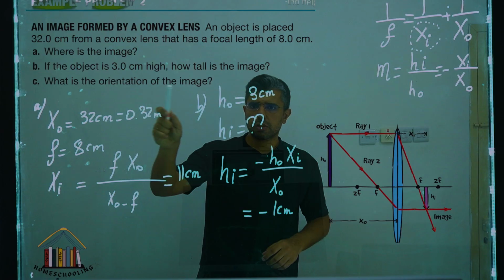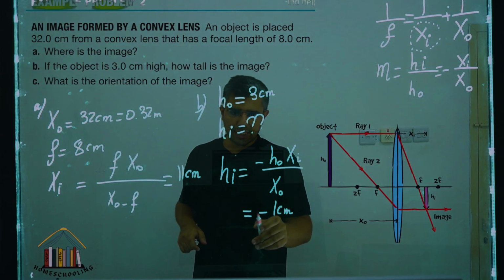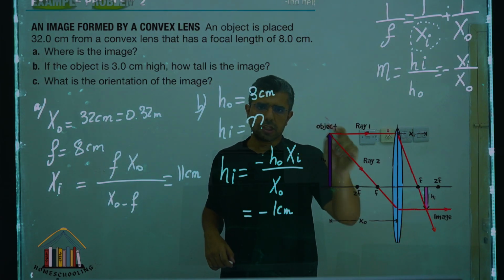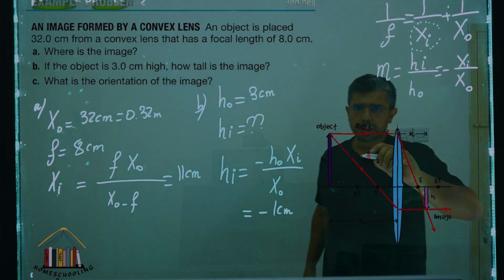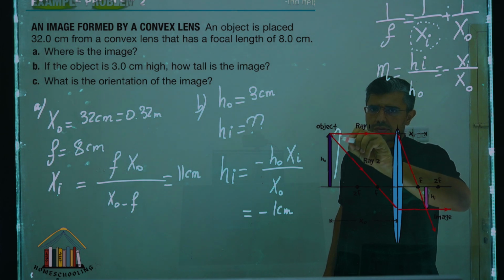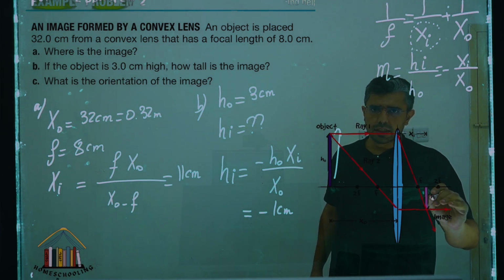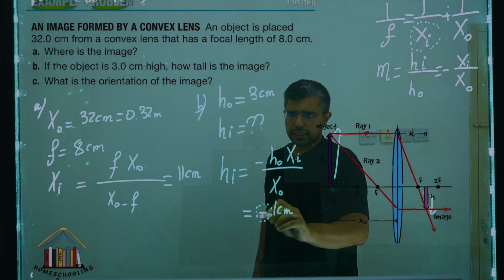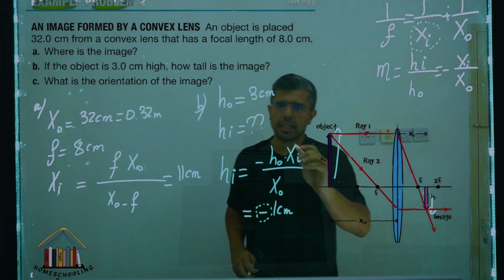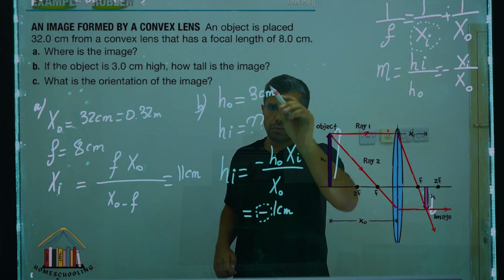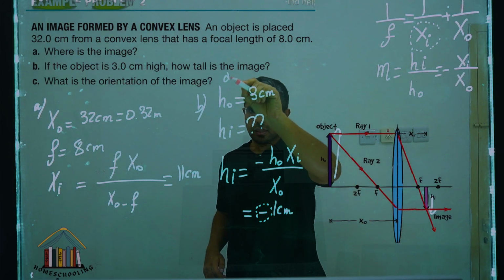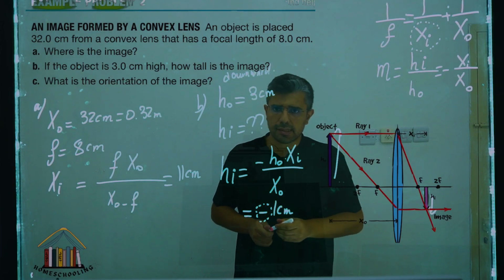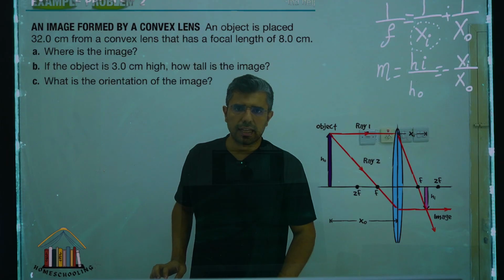What is the orientation of the image? Because we get a negative value, this means the orientation is opposite to the object. As you see here, the object orientation is upward, but the image is downward. So that's represented by this negative here. So what is the orientation of the image? The orientation of the image is downward. So you can write it down here, it's downward. Okay, that's it for this slide. Let's move on. Next slide.